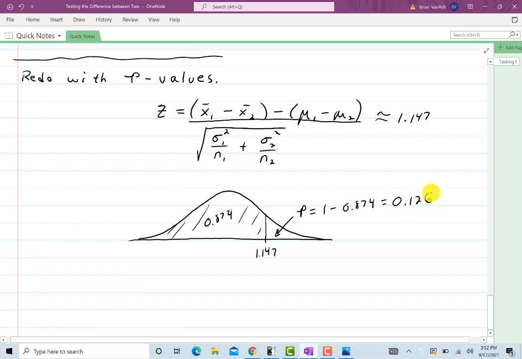Now, the p-value is 0.126, but alpha equals 0.1, so you can see that p is greater than alpha, which implies that we fail to reject H sub 0.